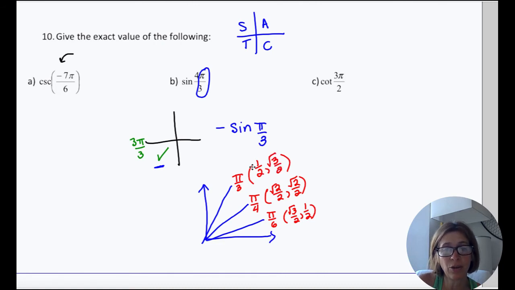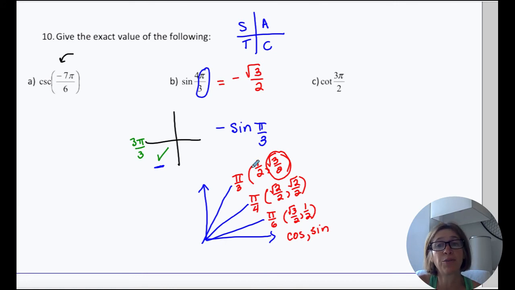Okay, so we know that cosine is x, sine is y. So we want the sine of pi over 3, which would be root 3 over 2. It will be negative, so my answer would be negative root 3 over 2. Okay, cotangent of 3 pi over 2.